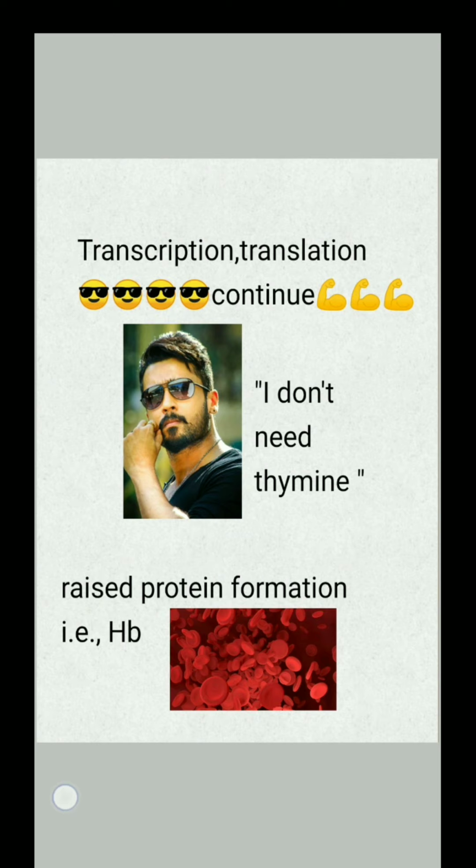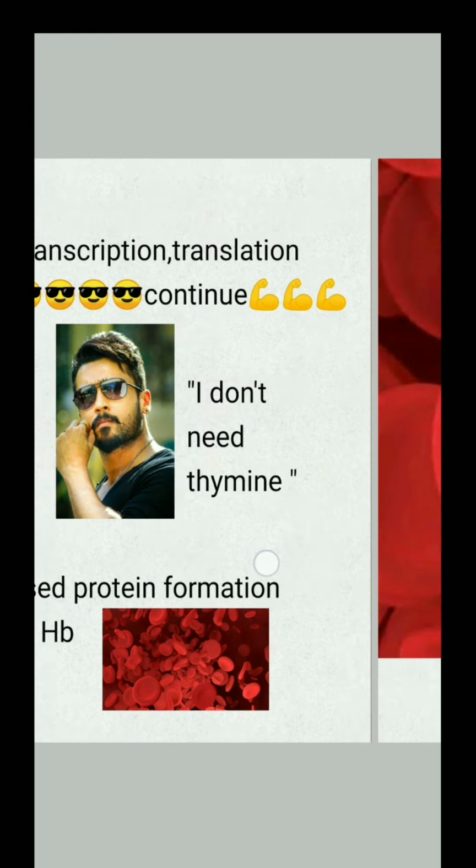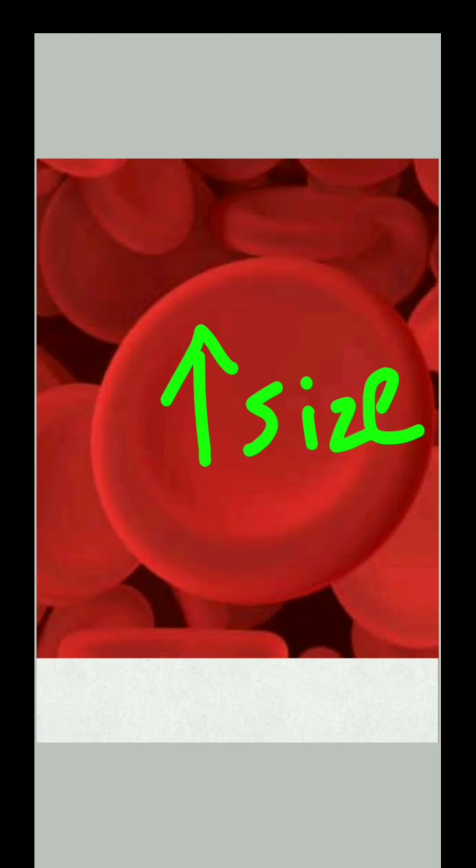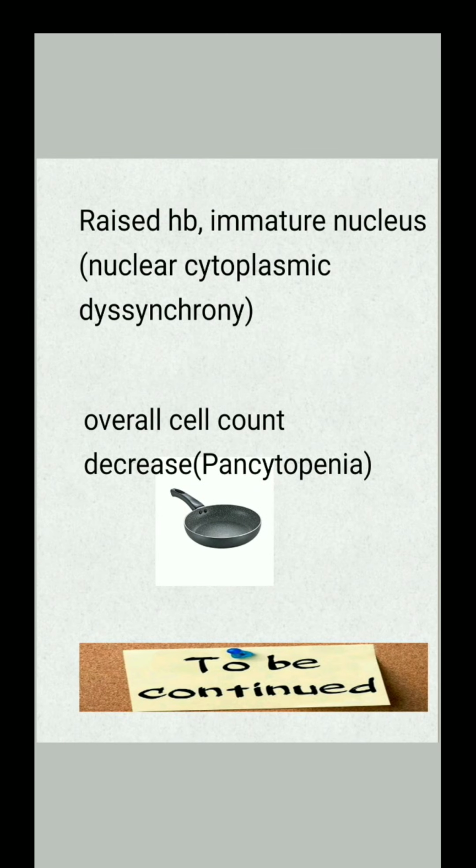So DNA will be transcribed to RNA and RNA will be translated to proteins. The protein we are discussing here is hemoglobin. So our cell size will rise with the rise in hemoglobin, but the nucleus size will decrease. This is called nuclear cytoplasmic dyssynchrony. We have a rise in hemoglobin but an immature nucleus.